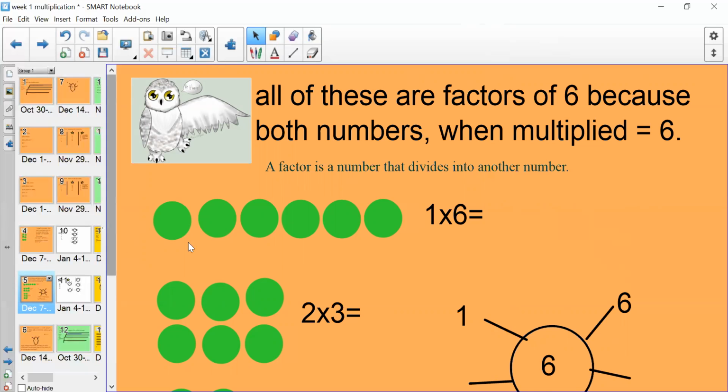So for example, number 1 can go into 6, 6 times. 2 could go into 6, 3 times. So if you had to count in 2s, 2, 4, 6, that would be 3 times. And 3 can go into 6 twice. So if you had to count in 3s, it would be 3, 6. So those are all factors of 6.